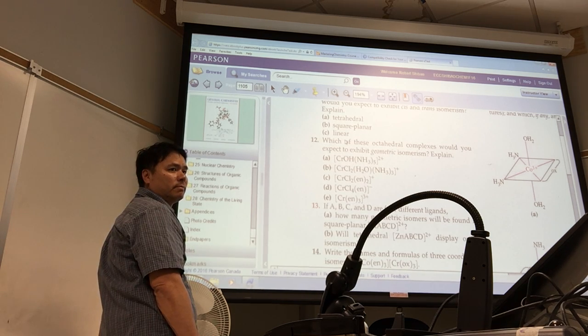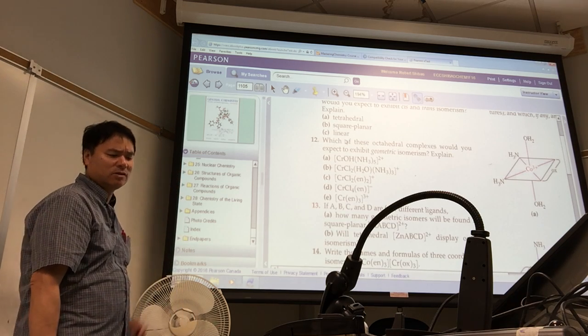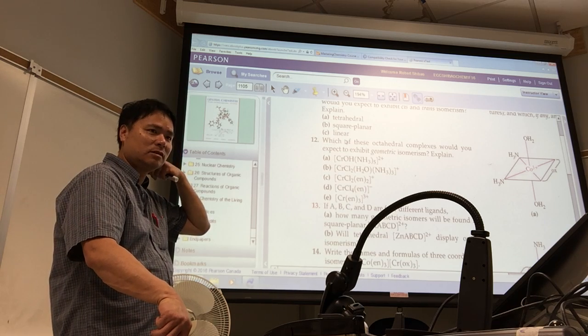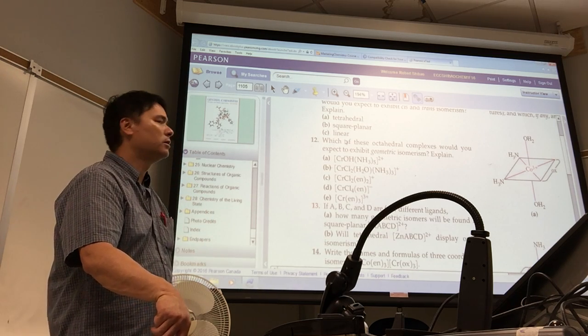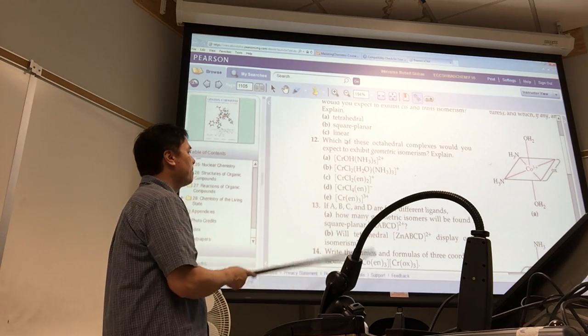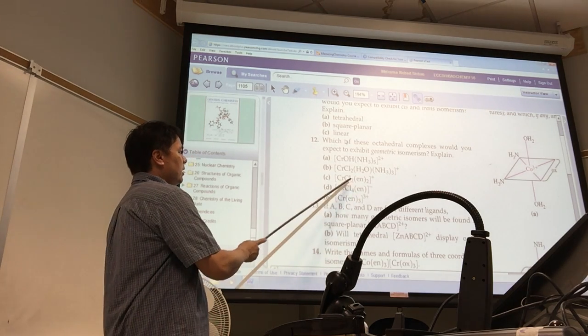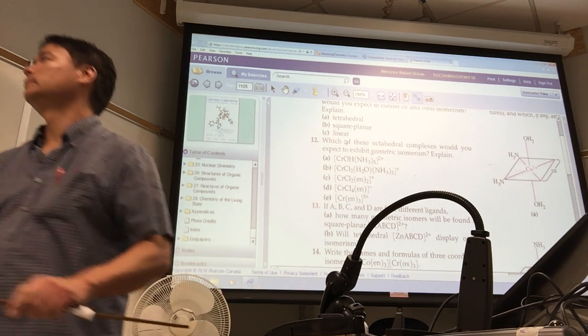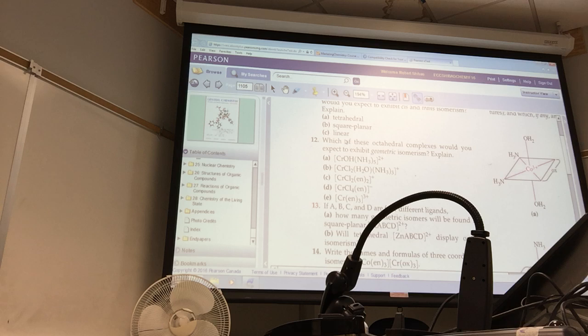So the prefix, the bis, doesn't come into consideration. We don't consider that in alphabetizing. We just consider the root or the base name. So it'd be ethylene diamine versus chloro, no matter how many we have. And so dichloro, bis-ethylene diamine, chromium, what? Three? Yes.